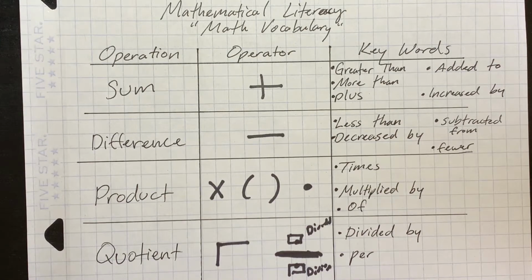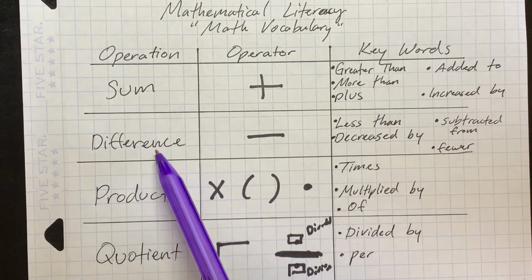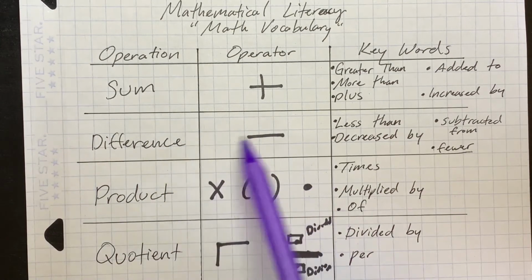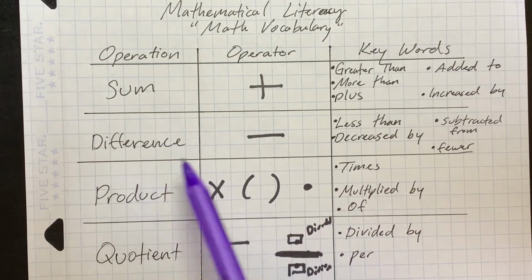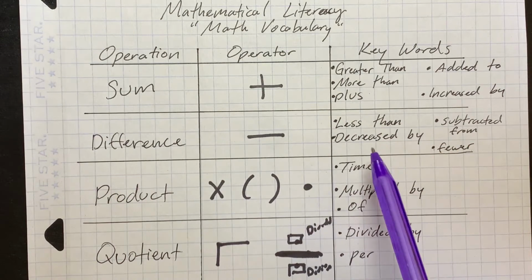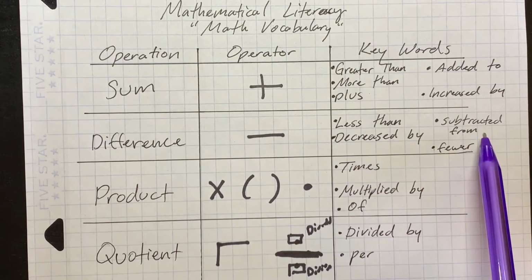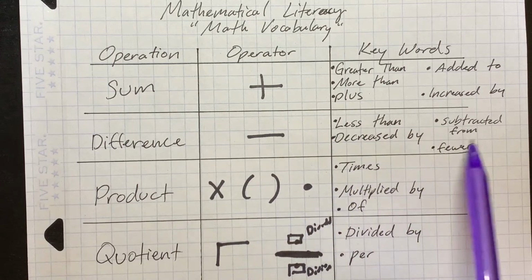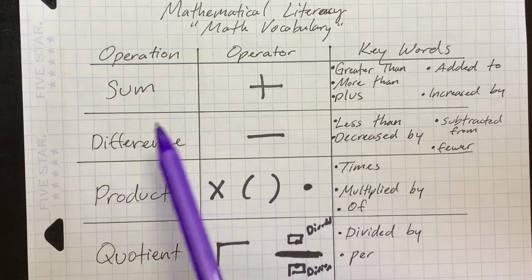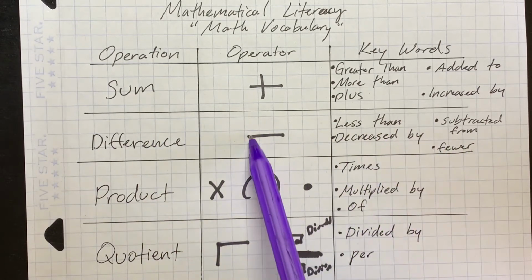When we're asked to find the difference, the answer to a subtraction problem, there's your operator symbol for subtraction. You have keywords here: less than, subtracted from, increased by, and fewer. These all mean that you have to find a difference. They all mean that you have to subtract.